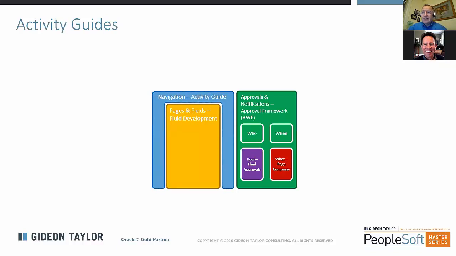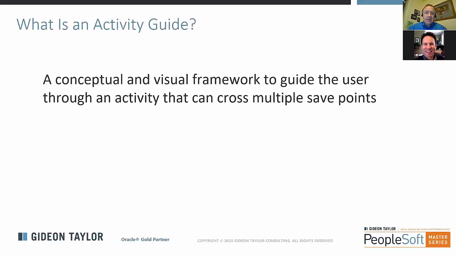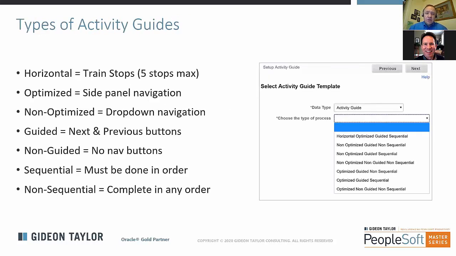Next piece we're looking at is the navigation, the activity guide. An activity guide is a conceptual and visual framework that walks people through an activity that can have multiple save points. You can stop, you can start, you can restart, you can do part of the process. It's great in that respect. There are a number of different types of activity guides, and we're not going to get into a big how-to here. This is really an introduction to the concept.